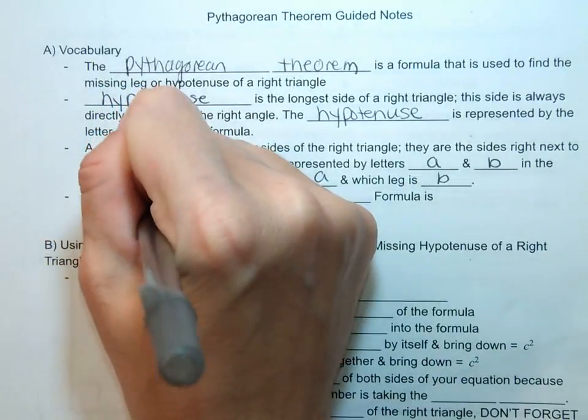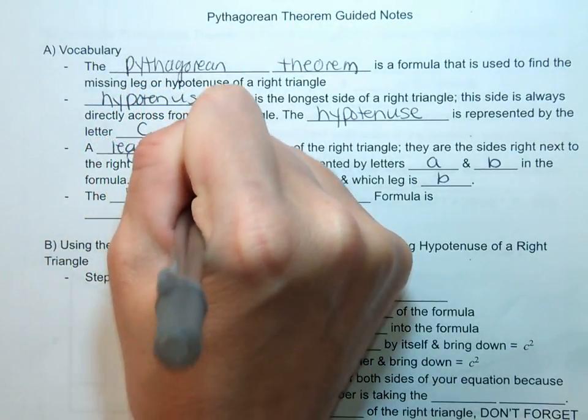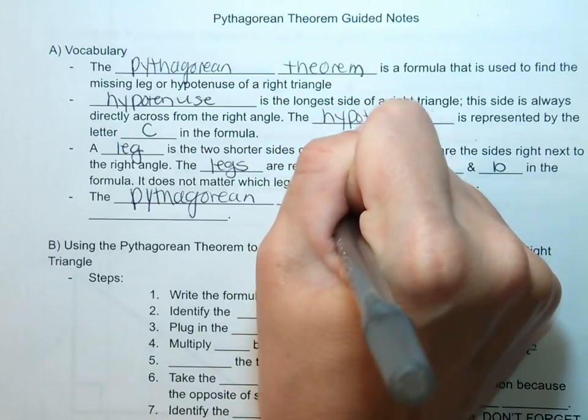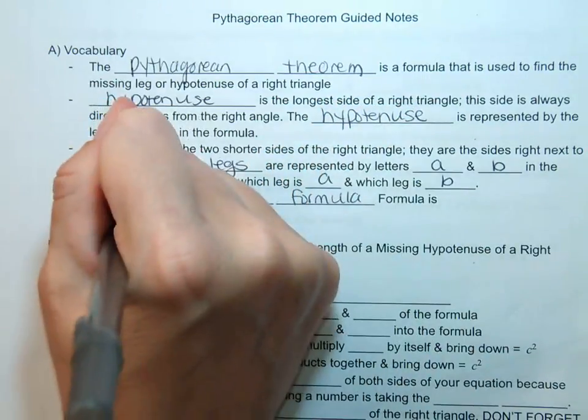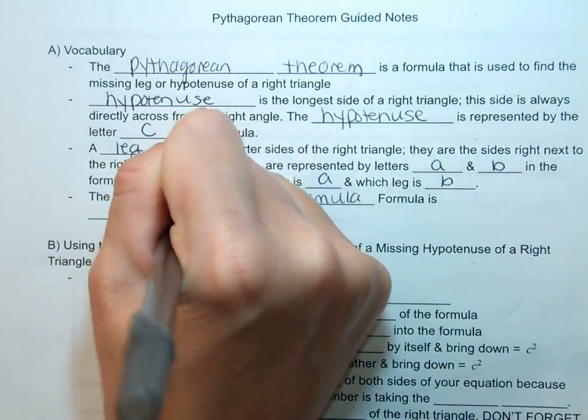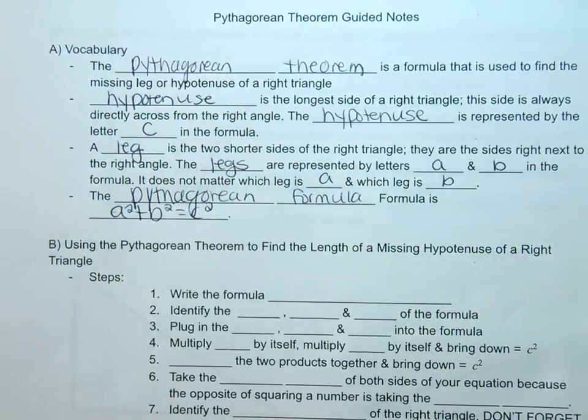The Pythagorean formula is a squared plus b squared equals c squared.